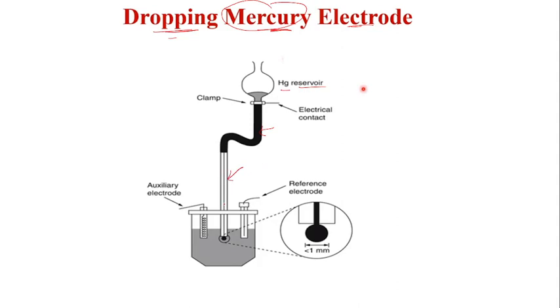Okay, so this is the capillary. When you open this clamp, the mercury will come down. Through this capillary, which has a very small aperture, one drop will be generated. Then you apply potential here, so it works as a working electrode.